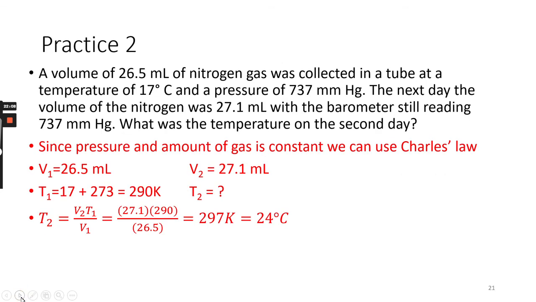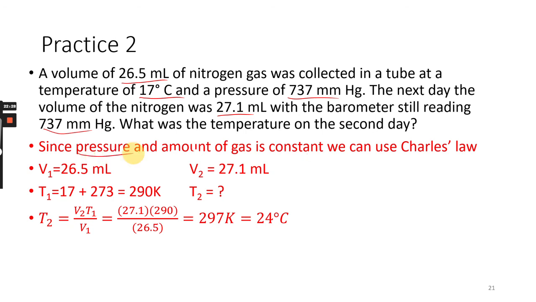The second problem. Here you're given a volume of nitrogen gas, and it was collected in a tube at a temperature of 17 Celsius and a pressure of 737 millimeters. The next day, the volume changed, but the pressure was still the same. What is the new temperature?